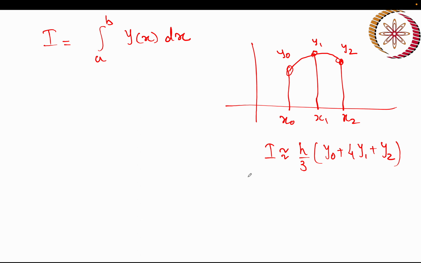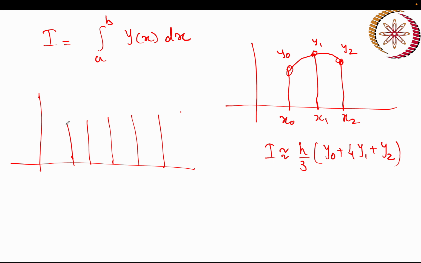Okay, so this is the first part. And then if we consider the bigger, multiple sub intervals, let's say we are considering 6 intervals. So this is x0, x1, x2, x3, x4. Okay, and so what we will get here is h by 3.